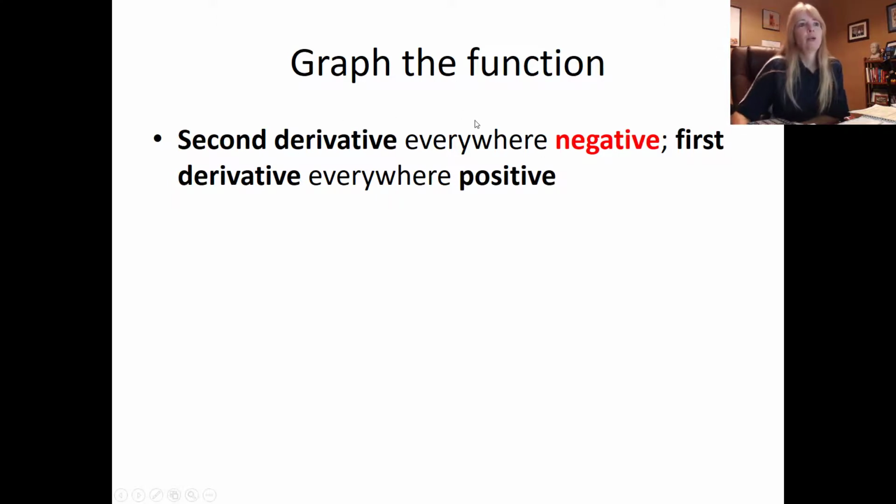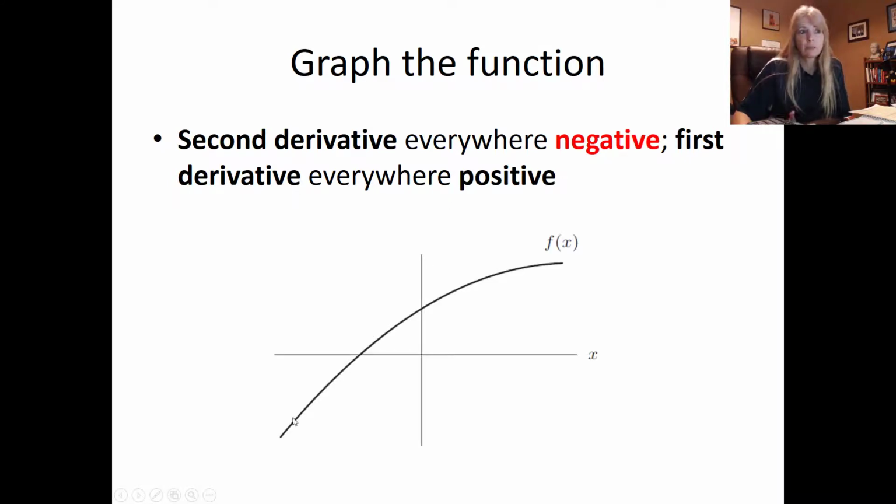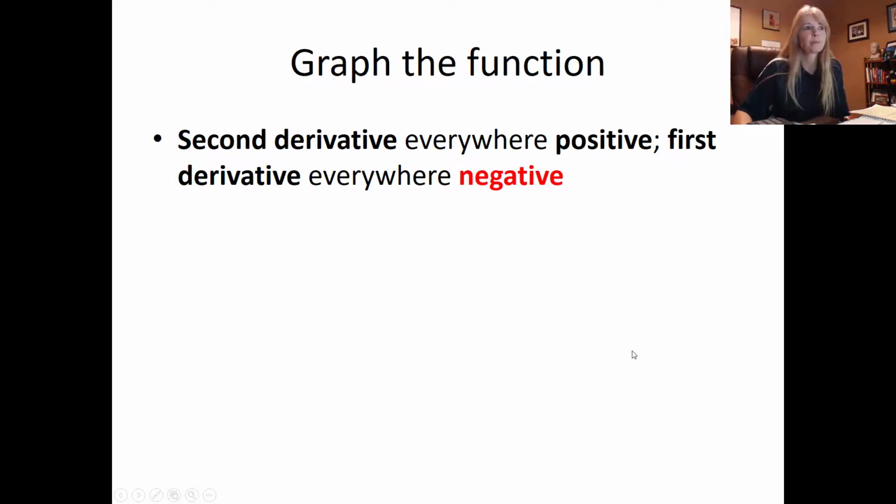All right, so if I want you to graph the function where the second derivative everywhere is negative, so the second derivative negative means it's going to be concave down, but the first derivative is positive, means it's increasing. What would that look like? This function is increasing, but it's turning concave down.